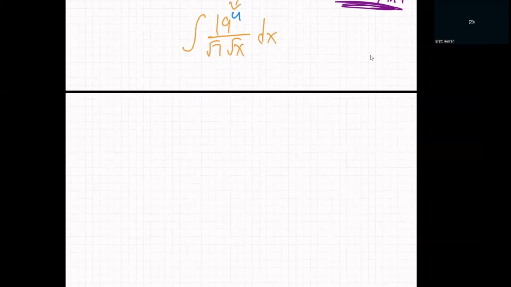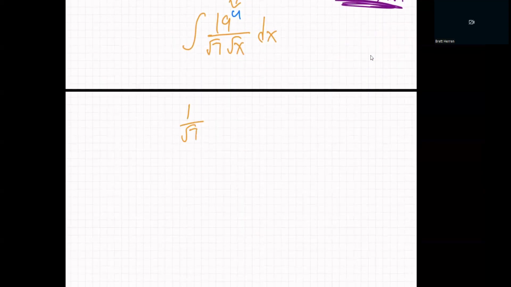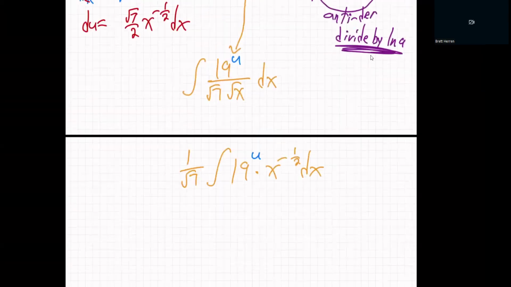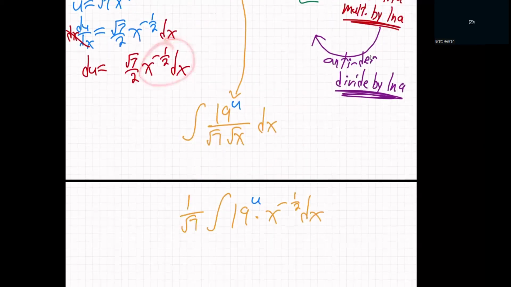So this is 1 over root 7 times the integral of 19 to the u power. Oh, in fact, actually, let me make it 19 to the u power times x to the minus a half dx, because that's what a root x in the bottom is, x to the minus half, right? Now, why am I doing that? Because I got to get rid of this x stuff and make it all u. Here's x to the minus half dx, so there's what I need right there.